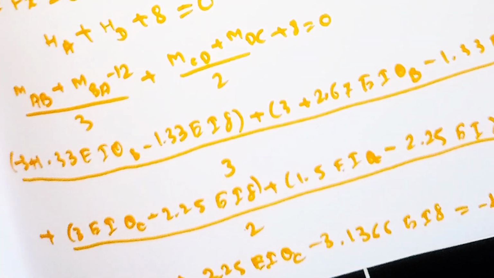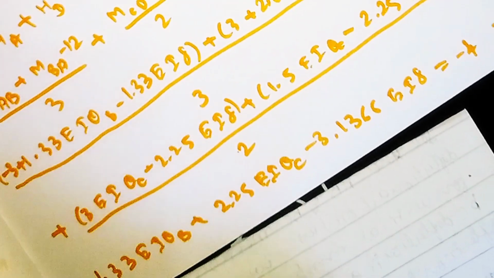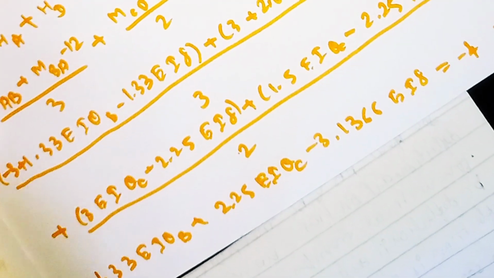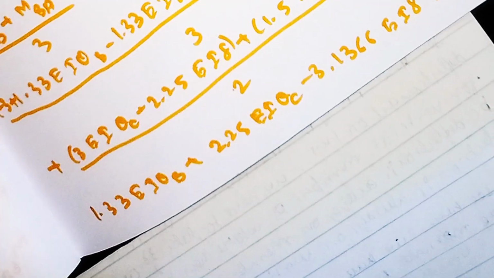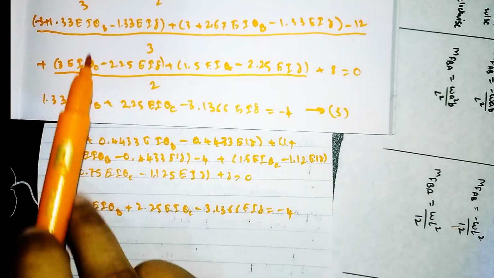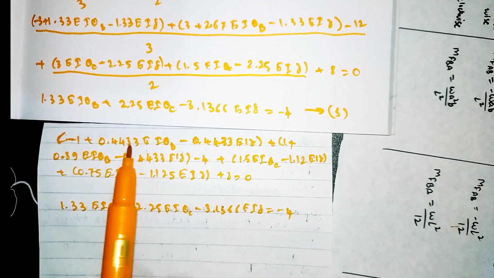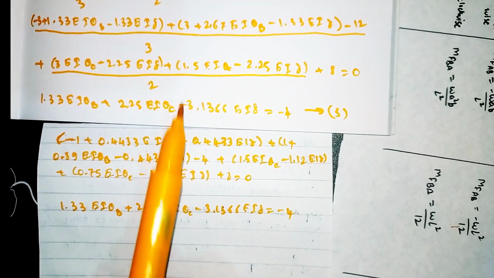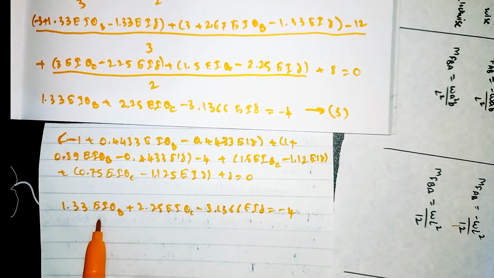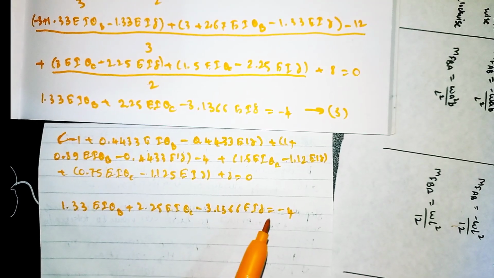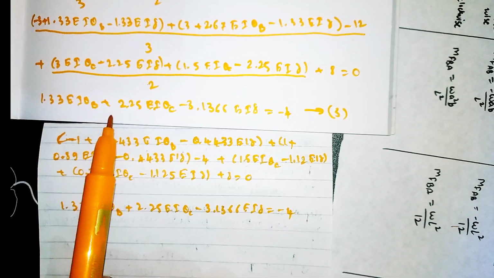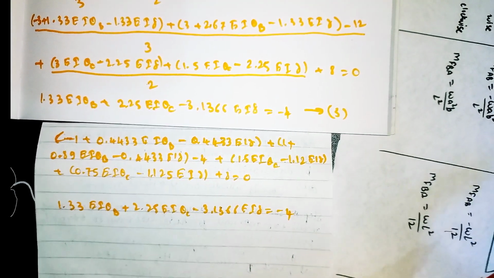So simplify this. I will show the simplified version. If you simplify this, this is the final answer: 1.33 EI theta B plus 2.25 EI theta C minus 3.1366 EI delta is equal to minus 4. I have written here the direct answer, so if you want, you can take this.